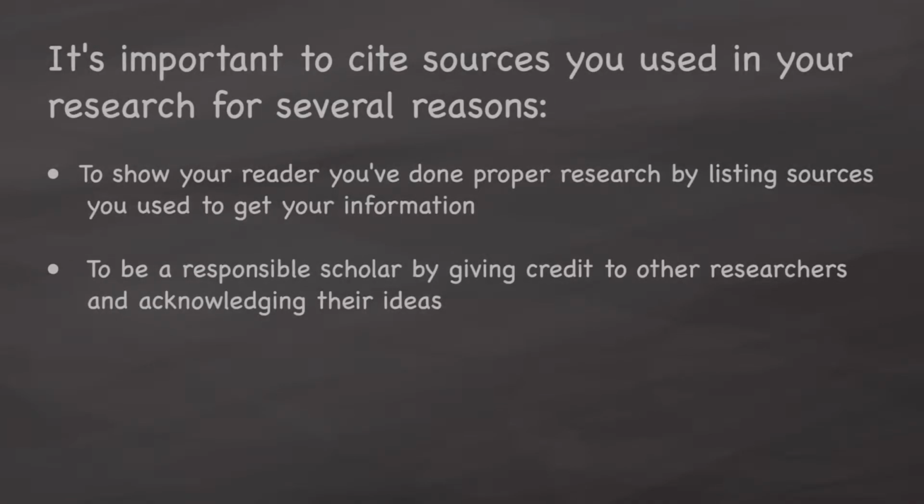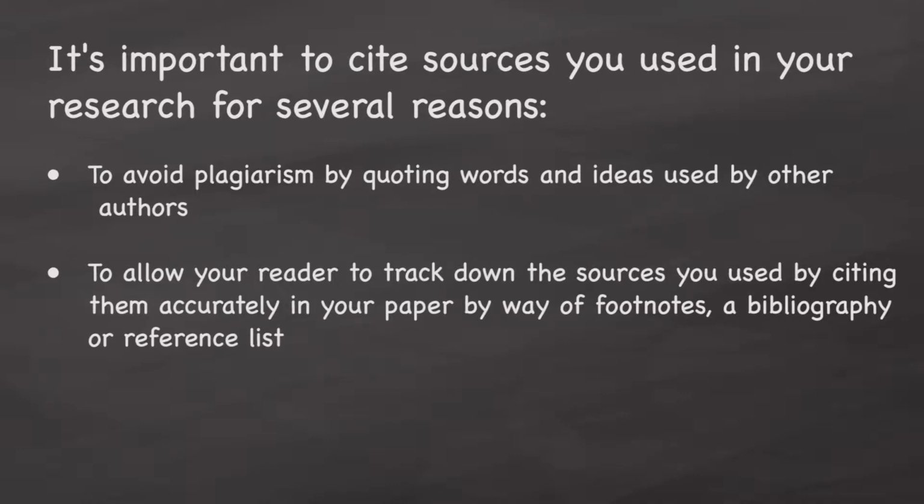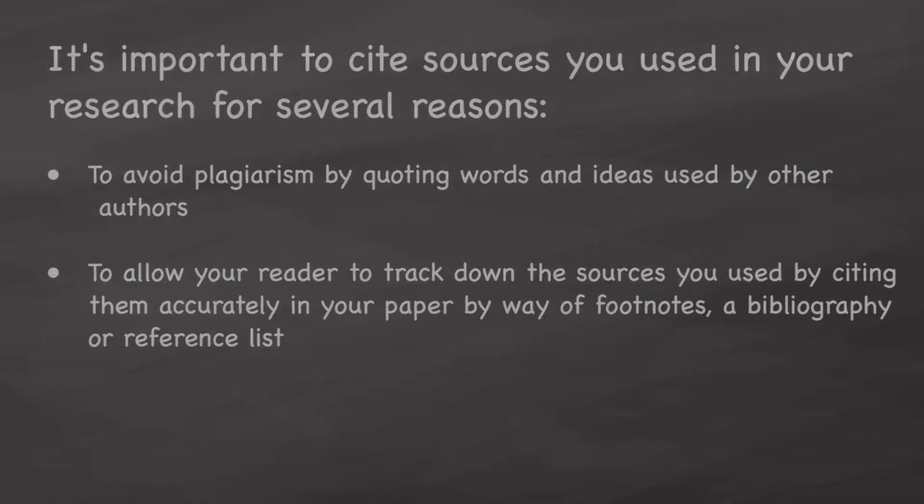So now that we've looked at primary and secondary sources, it's important to learn about citation styles and why to cite. So let's look at the reasons why we cite our information. It is important to cite the sources you use in your research for several reasons. These include showing your reader you've done your proper research by listing sources you used to get your information, to be a responsible scholar and give credit to other researchers, to avoid plagiarism by quoting words and ideas used by authors, and to allow your reader to track down the sources you used by citing them accurately.